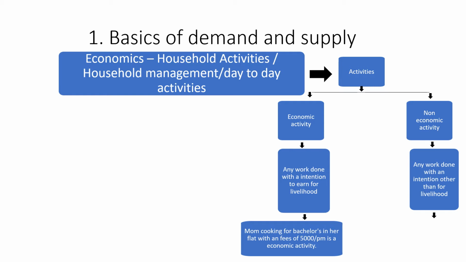Now the same example. Mom is cooking for a family. So it is with pure love, with no intention to earn money. Can mom say like, I'll be cooking for you, you have to give me 100 rupees per day? No, right? So mom, if she is cooking for a family, it will become a non-economic activity. If she is cooking to earn money, it will be an economic activity.